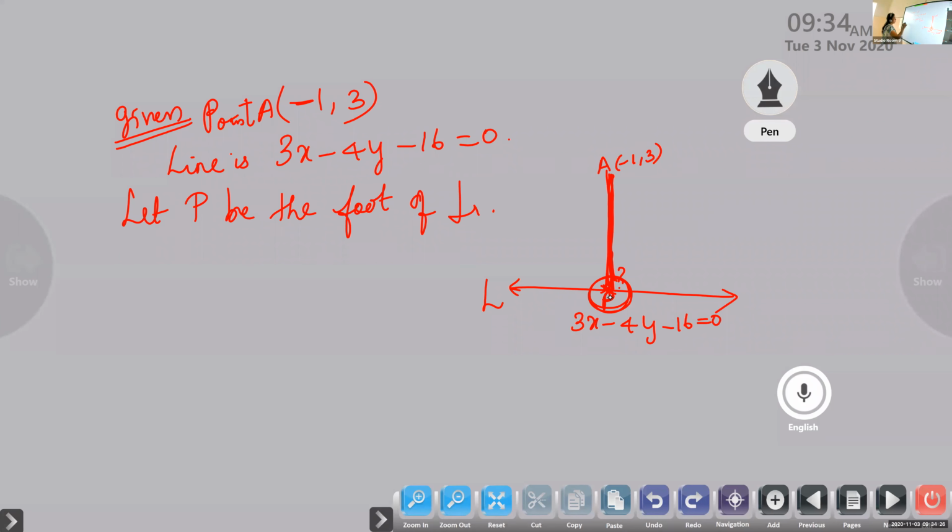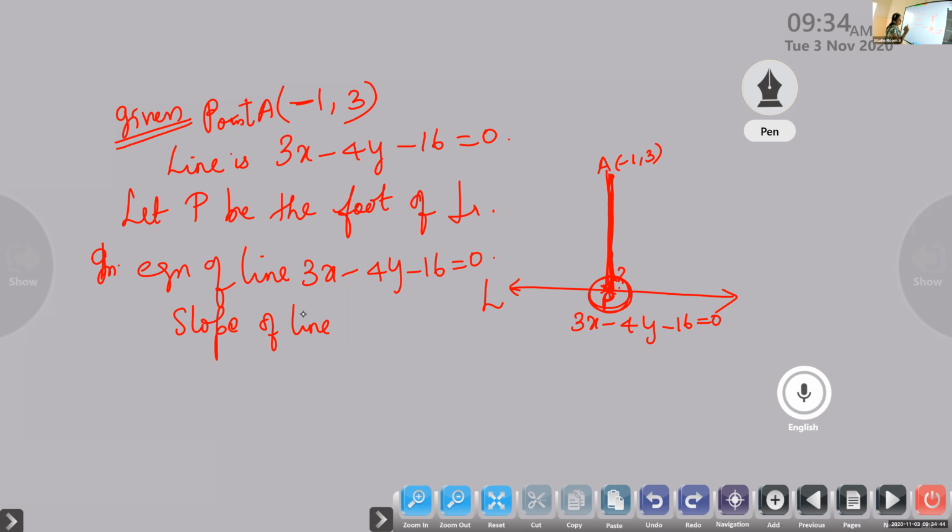Look at the equation here. The equation of the line is 3x minus 4y minus 16 is equal to 0. So what is the slope of the line here? We learned one formula. You compare it with the general form. The slope of the line is minus a by b. Is it correct? So it is minus 3 by minus 4, which is 3 by 4.